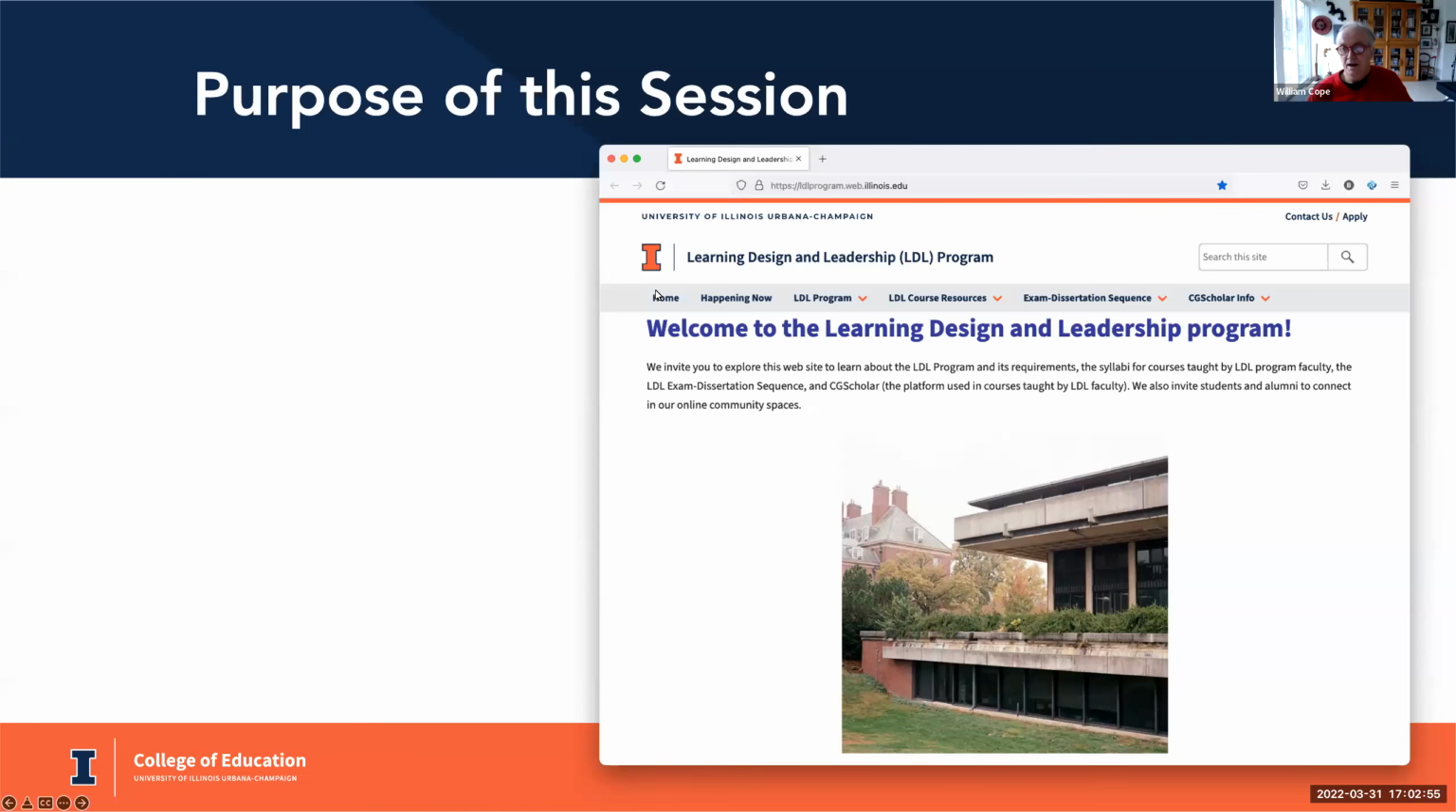Okay, welcome everybody. My name is Bill Cope, and the aim of this session is to introduce you to the Learning Design Leadership Program. We've got a number of people involved in the program who are here with us tonight. Something funny's happened to this slide, because on the left was the URL and a bit of an agenda for this session, but I'll tell you what that agenda is.